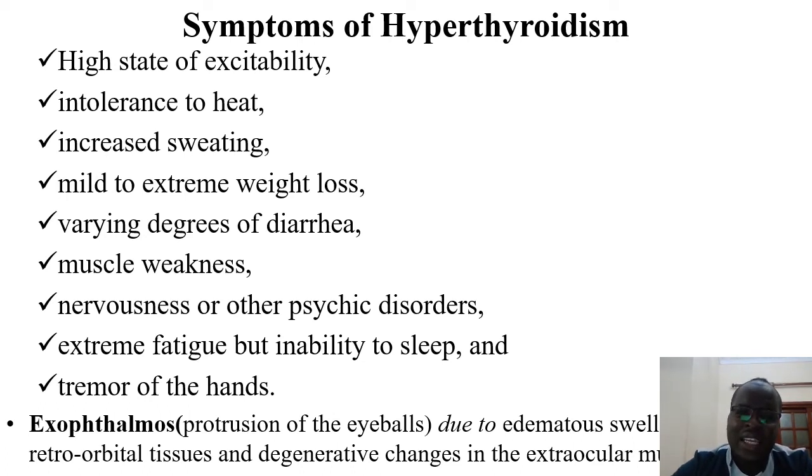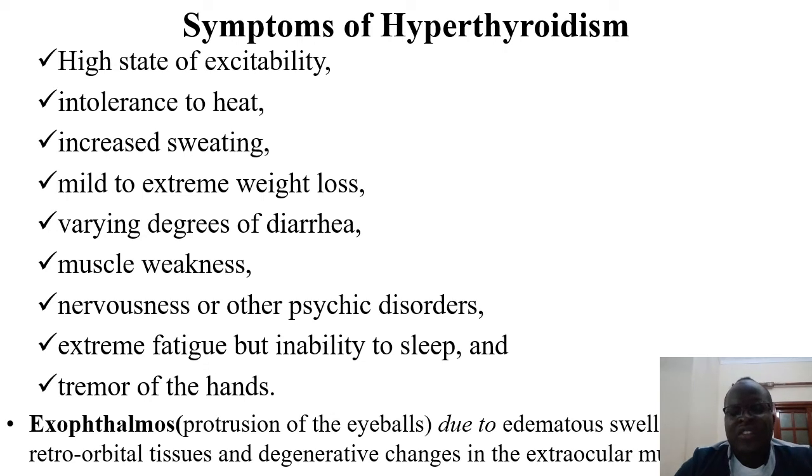There will be a high state of excitability, because you are overproducing thyroid hormones. The cells are very active, the body metabolism is very active, so there will be a lot of hyperexcitability, misfiring of action potentials. You know, somebody is just talking this and that, they are very active. Sometimes it could be that they are overproducing the thyroid hormones. Intolerance to heat.